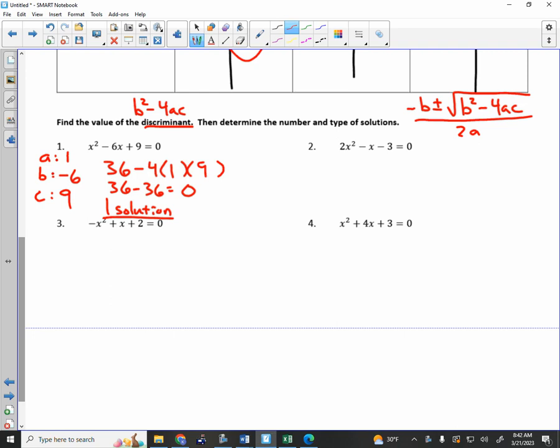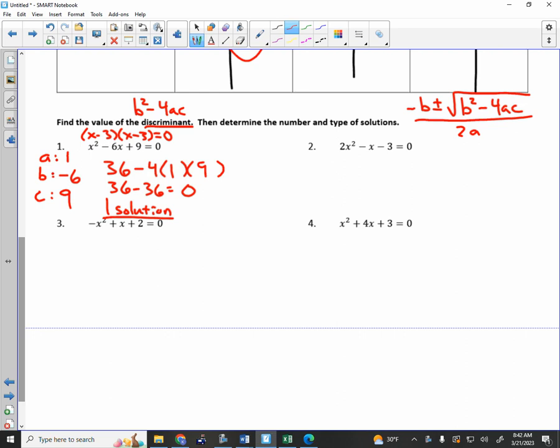Now, if you want to see how that works out, this actually does factor to x minus 3 times x minus 3. What's your solution? 3. See how it happens twice? So 3 and 3. So it's just 1 solution of 3. Okay, so you can see how it works out.